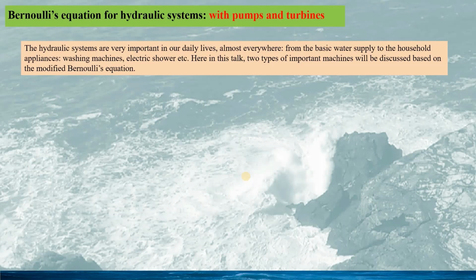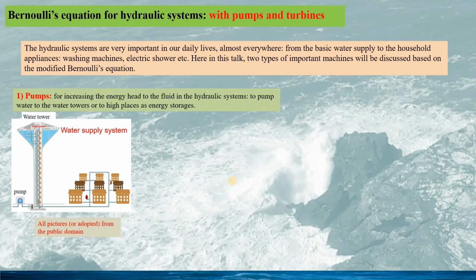To maintain the water supply, we may need pumps to increase the pressure head. And in other applications, we may have turbines to extract energy from the stored energy. So here, two types of important machines will be examined based on the modified Bernoulli's equation.